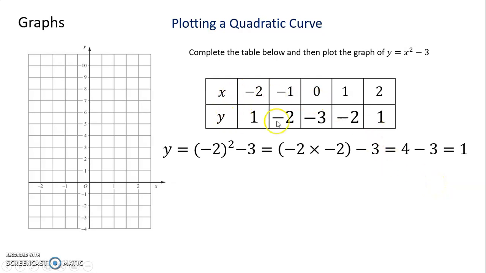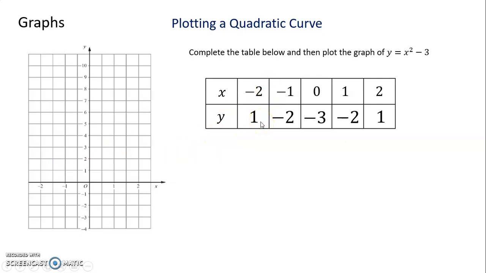Now, don't expect quadratics to always be reflecting around x equals 0. That won't always be the case, but with the first few we do, that is going to happen. So now I'm going to plot these points: negative 2, 1, negative 1, negative 2, 0, negative 3, 1, negative 2, and 2, 1. And we get the same shape as we did in the previous example, but everything has been shifted down by 3. And that is because we were subtracting 3 from x squared, whereas the first graph was just x squared.